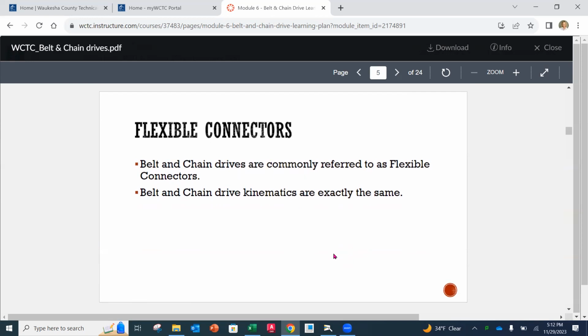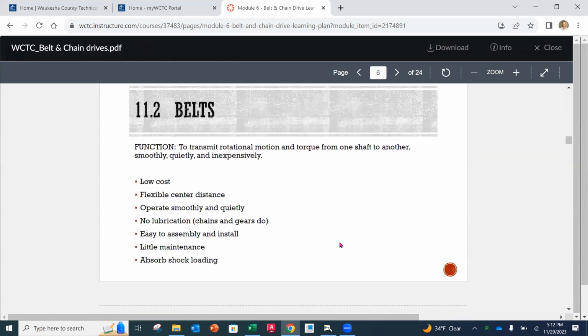Now, belt and chain drives are considered flexible connectors because they connect input and output motion for things that have variable distances. Belt and chain drives, their kinematics are exactly the same. So that's why we cluster them together. So we're going to look first specifically at belt drives.